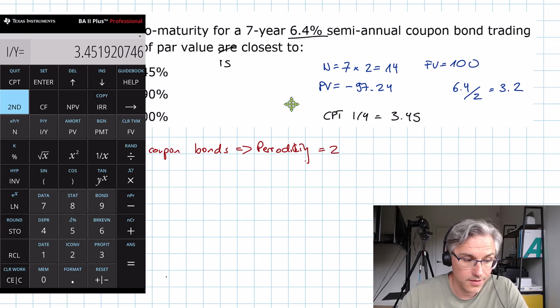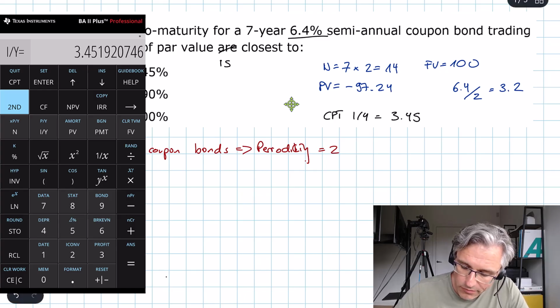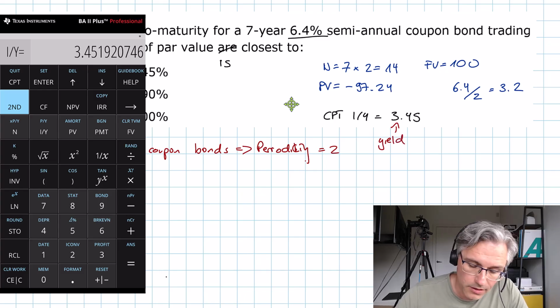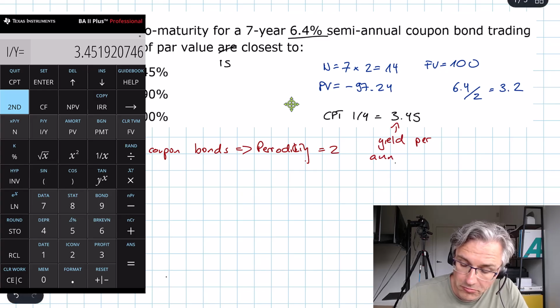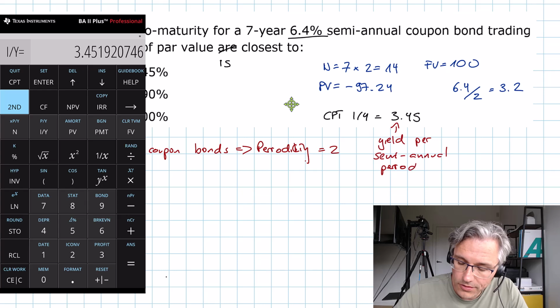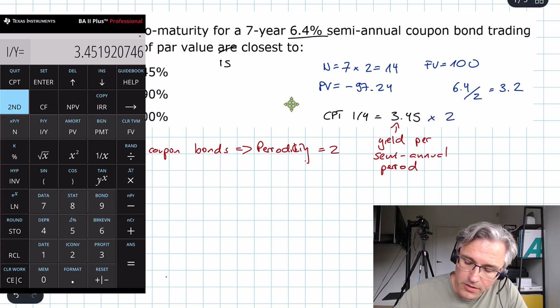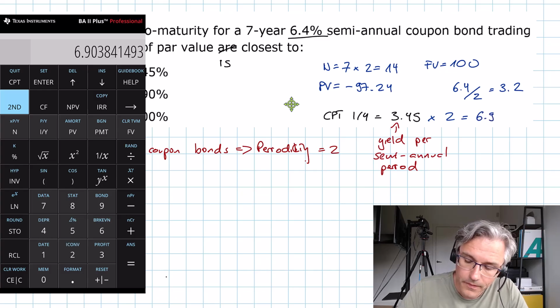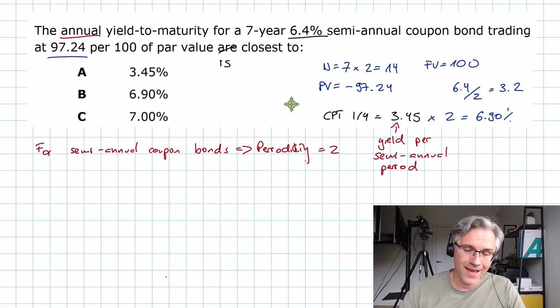which by the way is one of the answers. It is answer A, isn't it? But it would be the wrong answer. This is the yield per semi-annual period. It's not the annual yield that we were asked about. And in the exam you'll always be asked about the annual or annualized yield. So this is the yield per semi-annual period. And in order to turn it to the true answer, we need to multiply by 2 times 2. That gives 6.9. That is our true annualized yield.